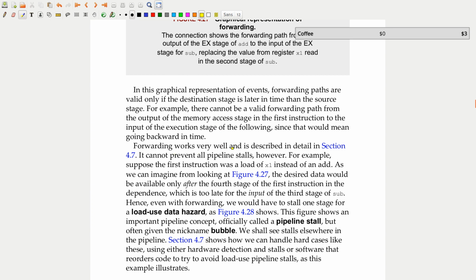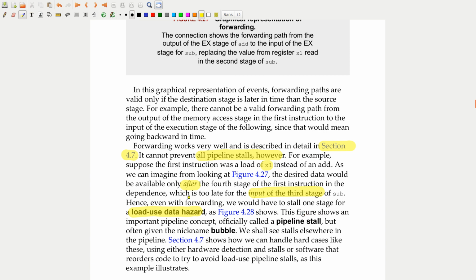Forwarding looks very well and is described in detail in section 4.7. It cannot prevent all pipeline stalls, however. For example, suppose the first instruction was a load of x1 instead of an add. As we can imagine looking from 4.2.7, the desired data would only be available after the fourth stage of the first instruction in the dependence, which is too late for the input of the third stage. This is called a load-use data hazard.